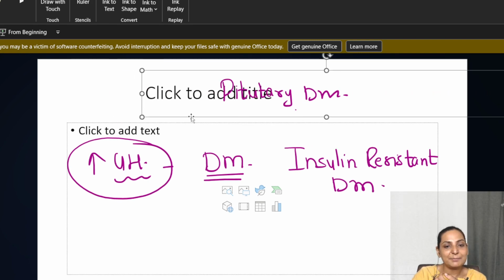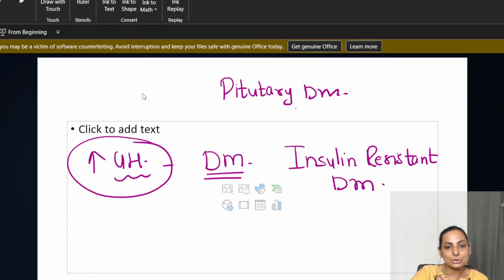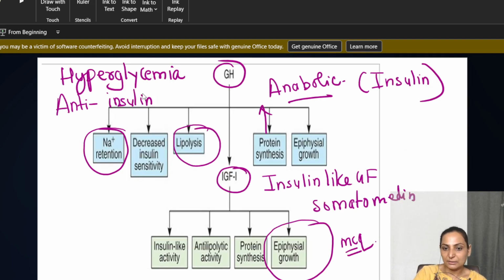Why a pituitary diabetes? Because this diabetes is not caused due to deficiency of insulin. It is because of excess of growth hormone. So excess of growth hormone can result in diabetes because it causes hyperglycemia. Not the normal level. Every one of us is going to increase the growth hormone, but not normally. Only when it is more than the physiological doses. So these actions, that is protein synthesis, epiphyseal growth, lipolysis, anti-insulin, sodium retention, must be remembered to cover your points.